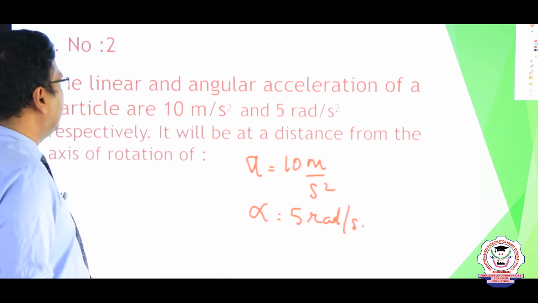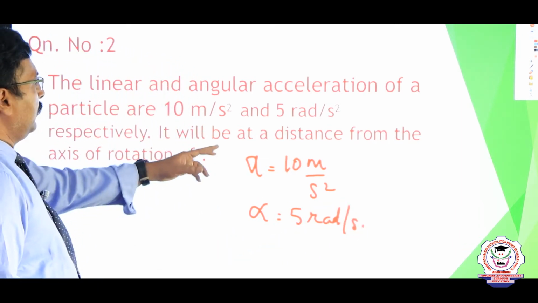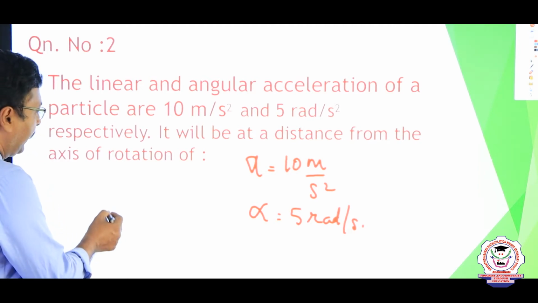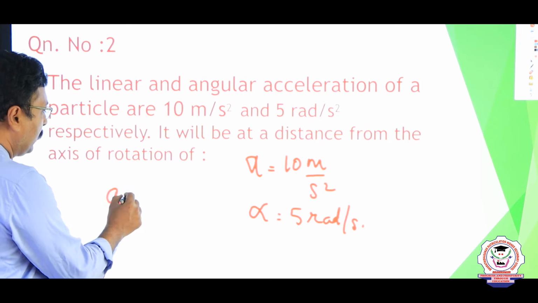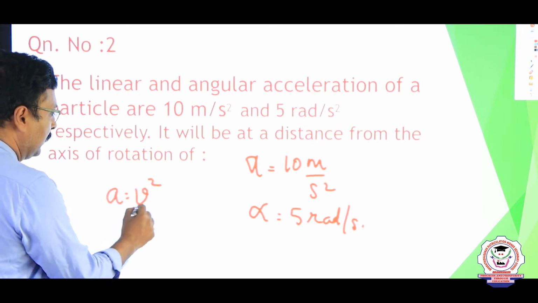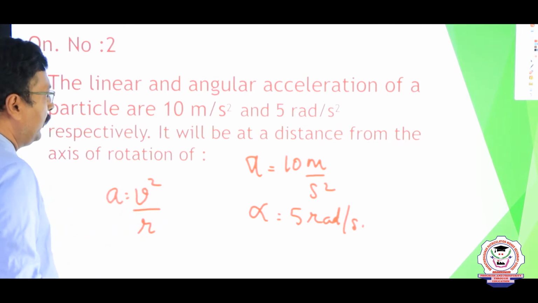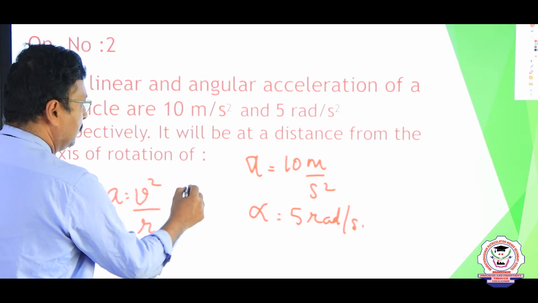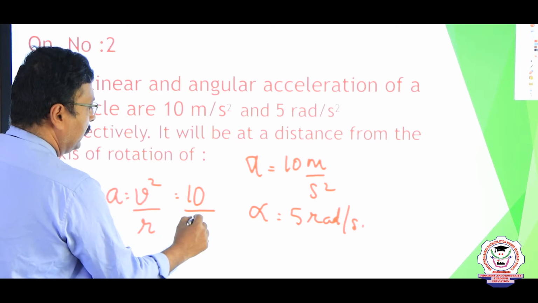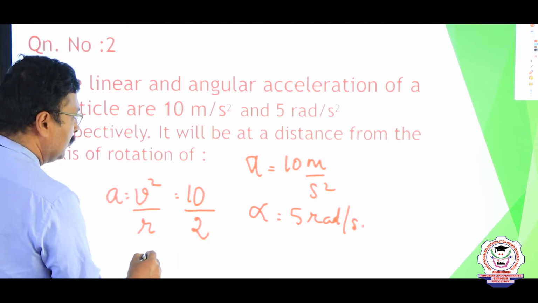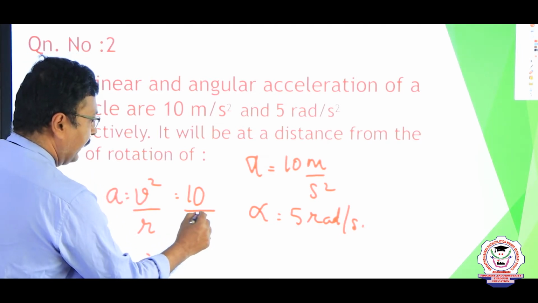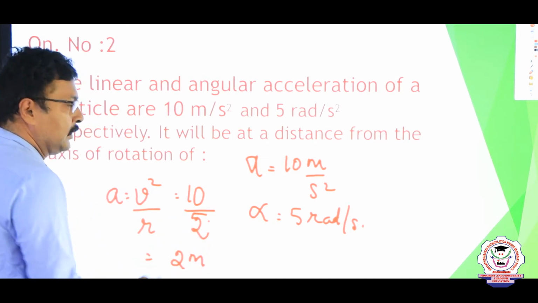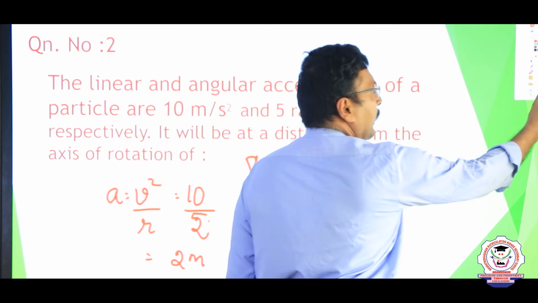So what is asked is the distance. What is the relationship between alpha and A? A is equal to V square by R. So we know that angular acceleration alpha is equal to 10 by 2. That is equal to 10 by 5. That is equal to 2 meters is the distance. So this is the answer. Next one.